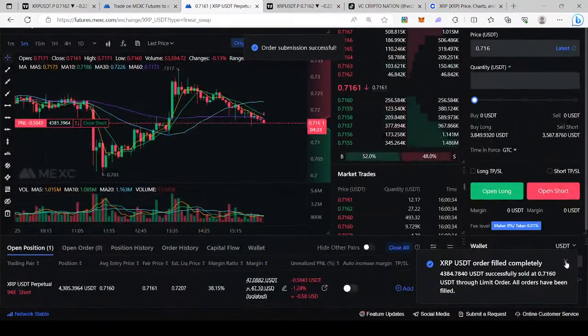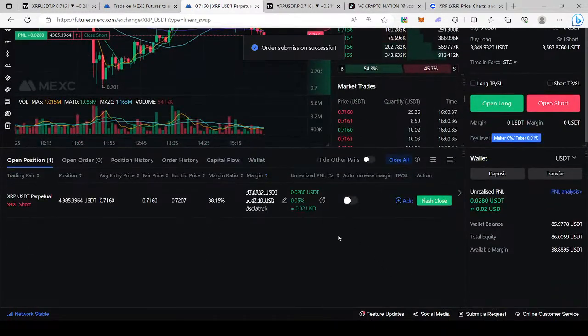All right, so we're going to grab a short position here. Nothing special. We're going to do about 47 of an $80 bag. So we're doing an $80 bag today, guys. See the wallet here. We're at 85. We're going to run this out, and we're just going to see.